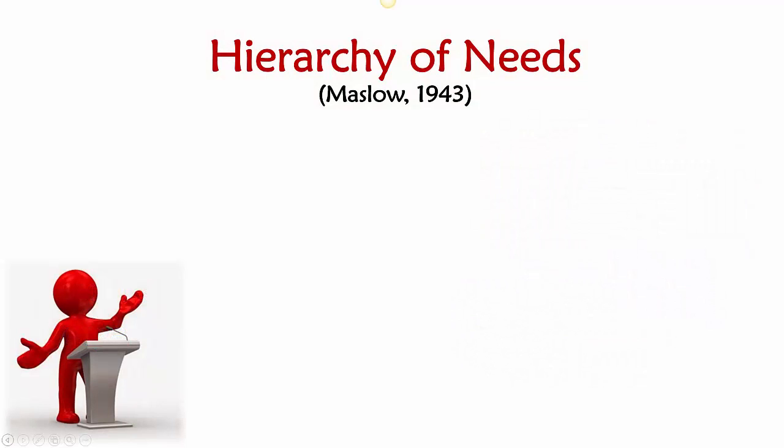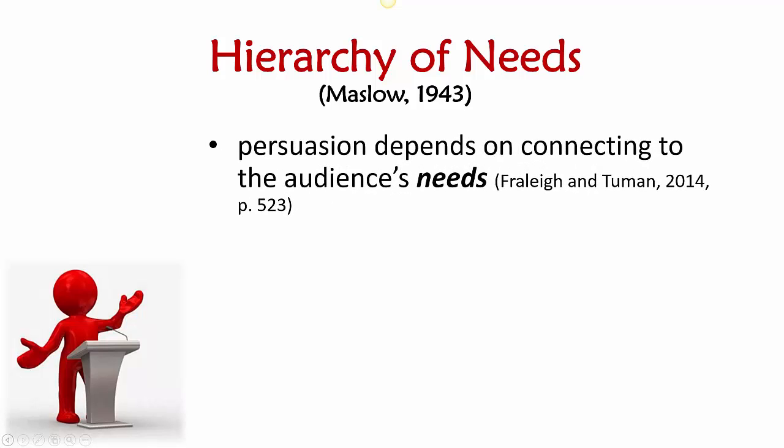The final theory that we need to talk about is Maslow's hierarchy of motivational needs. This theory focuses on an area of social psychology that is crucial for persuasive communication, and that's the notion that persuasion depends on connecting to the audience's needs. What this theory focuses on is the reality that all of us as human beings share some pretty important needs, and those needs are vital to not just our survival, but our subsequent growth and development as human beings.